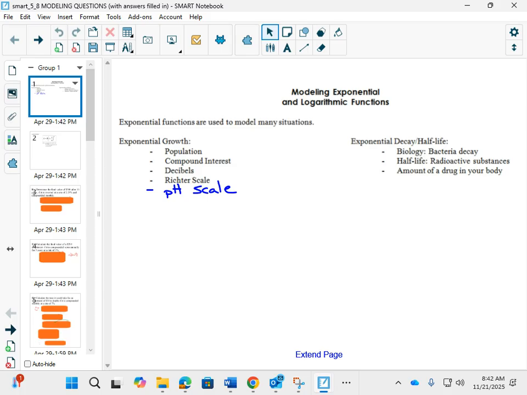Exponential decay shows up in bacteria decay, half-life for figuring out how old a substance is. And when you take a pill for a headache, it follows an exponential decay. And we'll learn about how the instructions on your pill box are related to that exponential decay, and why they say take 2 pills every 4 hours, and what that actually does to the drug in your body.